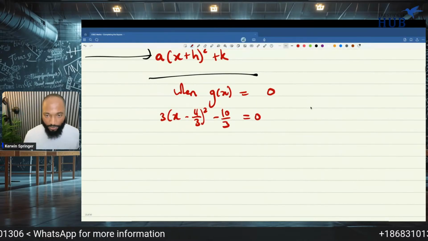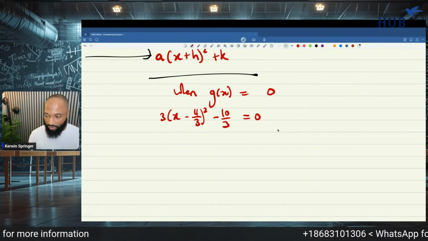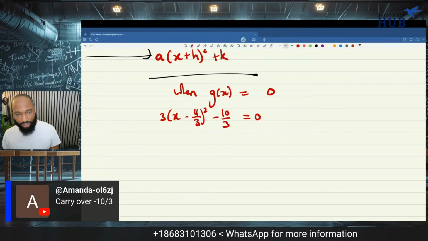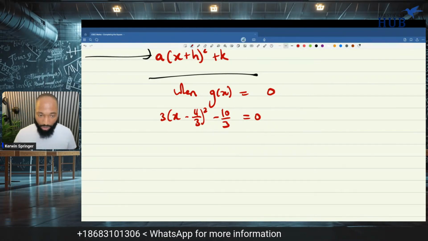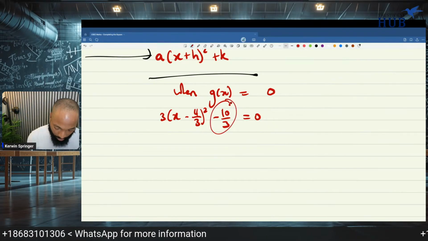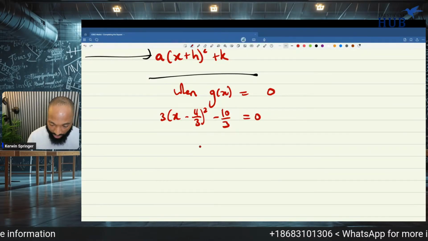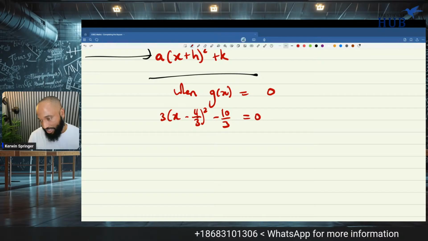Well, the next few steps are to bring across the negative 10 over 3. Yes, carry. Very good, Amanda. Amanda said it, carry over the negative 10 over 3. So it becomes positive. Whatever you have here, bring that across one time. That's your next step, across the equal sign. So don't try to unravel this.